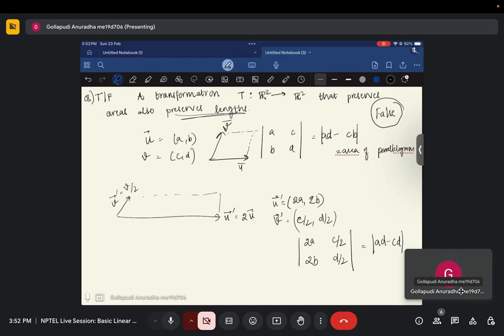AD minus CB, that was a typo. Yeah, thank you. I hope this is clear.